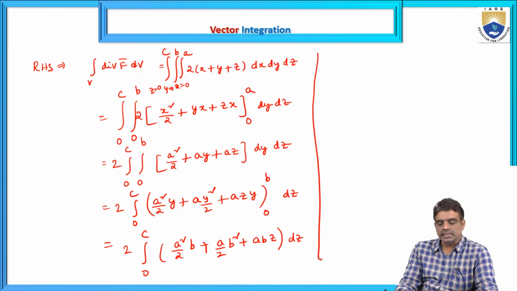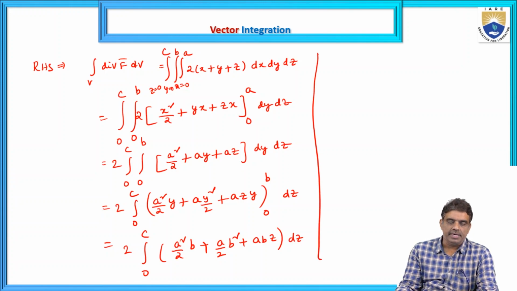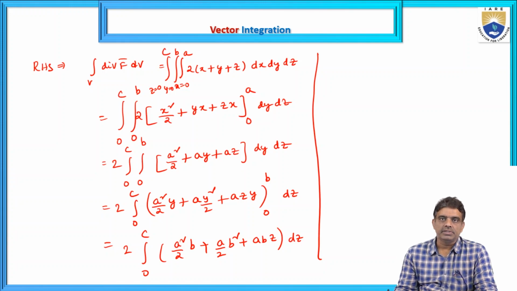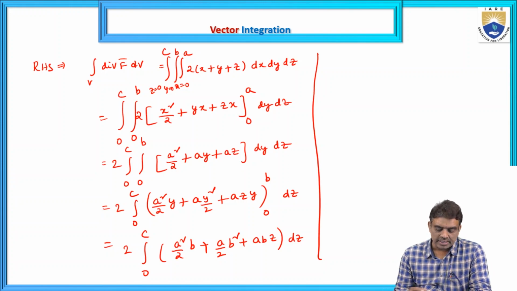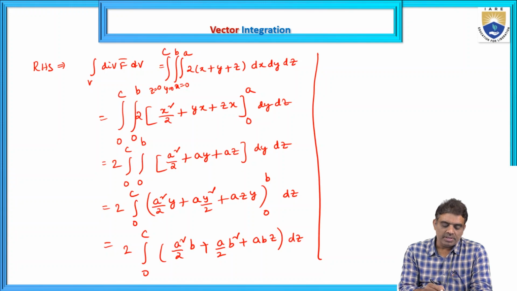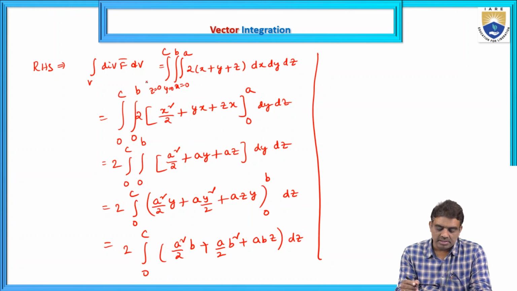So I am doing the successive integration because all the limits are constant limits. I am doing integration first with respect to x, y, z. So you can do integration in any order because all the limits are constant limits. But here I am doing with respect to x first, then y, then z.